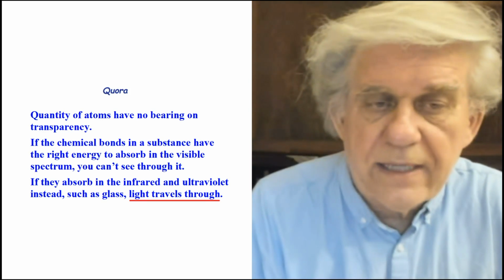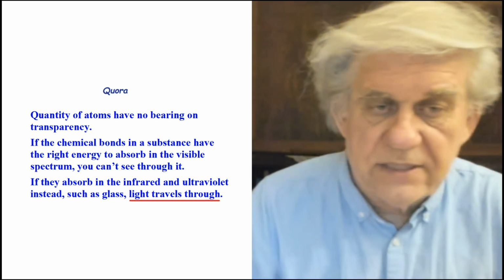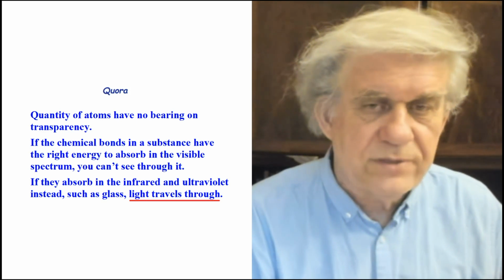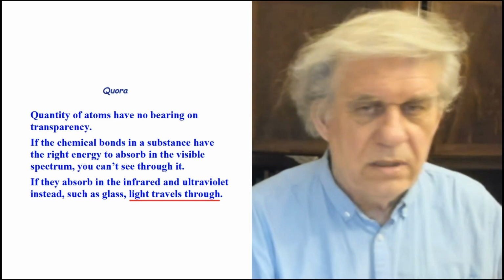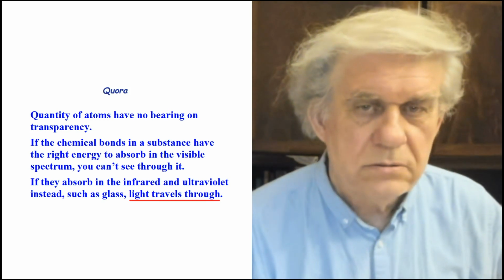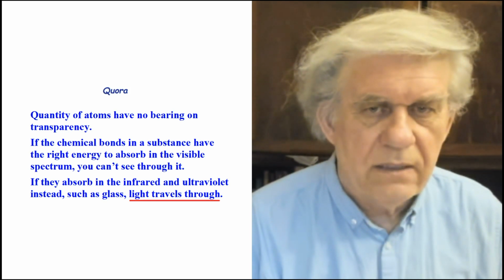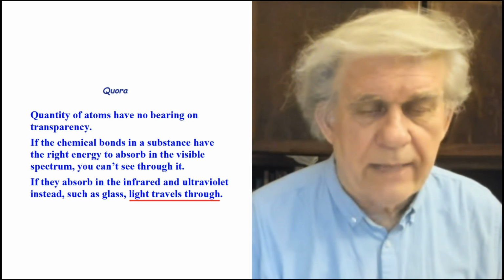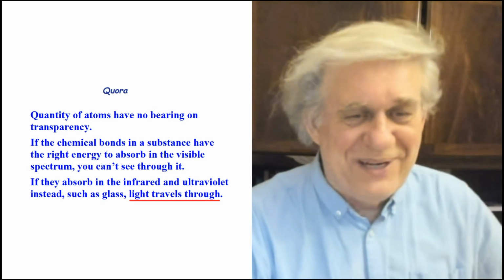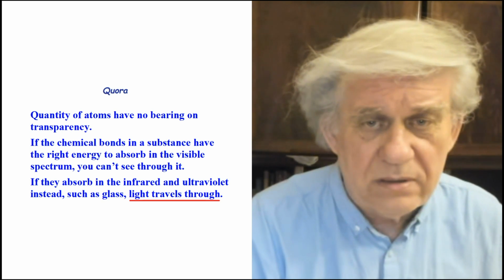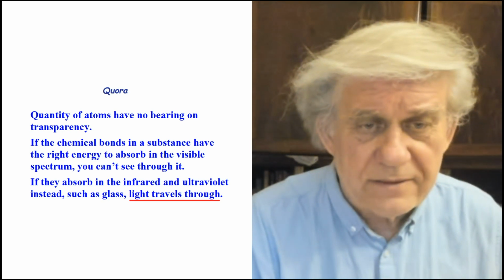So he says, if they absorb in the infrared and ultraviolet instead, such as glass, light travels through. This is what these people think, that if it's not absorbed, light travels through the film. Through the wall. Does your cat go through the wall? Well, what's different from light from your cat? I mean, try it. Just throw your cat against the wall until he goes through. That's what these people are saying, that you can throw the photon against the wall and some of them will go through. Okay? So keep this in mind. This is what these people are saying, that light goes through walls.